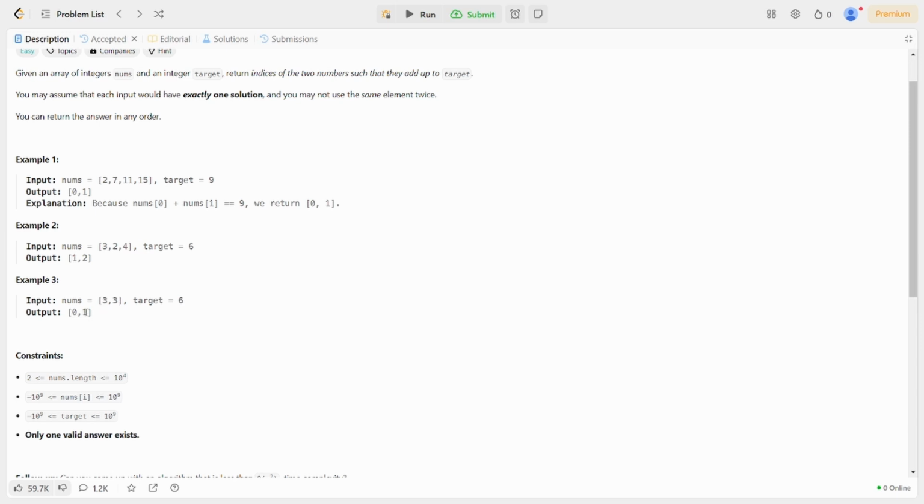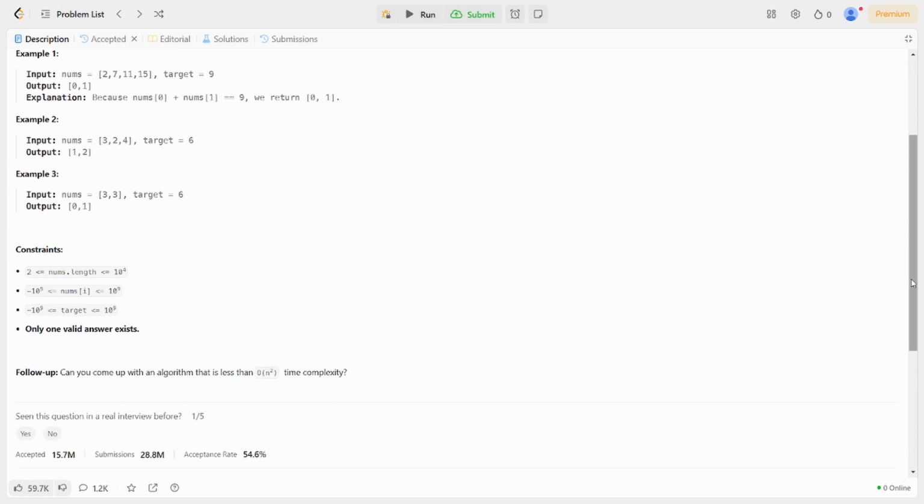Some constraints here which are always useful to read. The array size is between 2 and 10 to the 4th. Every element is between minus 10 to the 9 and 10 to the 9 included, and so is the target. And again, this final remark here that only one valid solution exists, and the question ends with a follow-up question whether or not we can design an algorithm with less than O(n) squared time complexity.